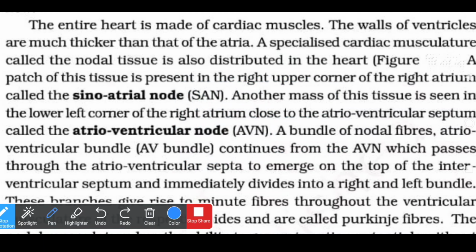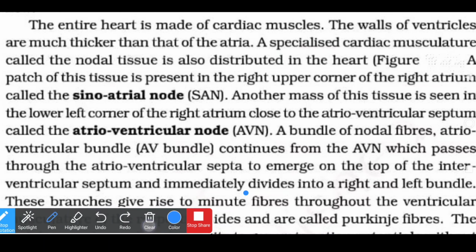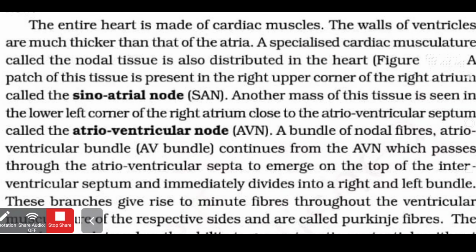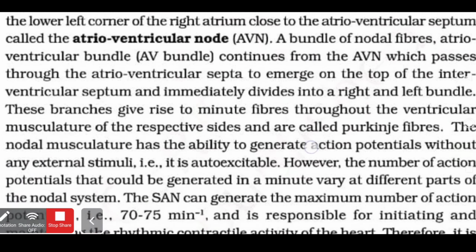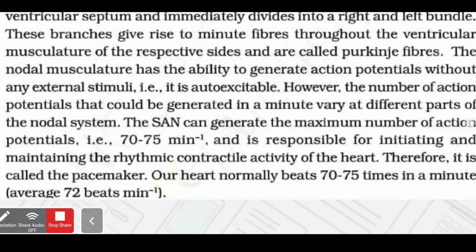Now, the bundle of nodal fibers, the atrioventricular bundle, continues from the AVN, which passes through the atrioventricular septa to emerge on the top of the interventricular septum and immediately divides into right and left bundles. Now, these branches give rise to minute fibers throughout the ventricular musculature of the respective side, called Purkinje fibers.